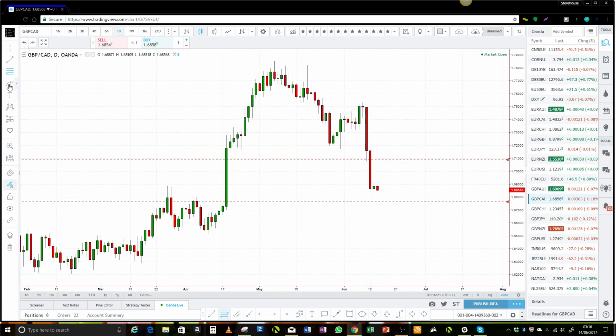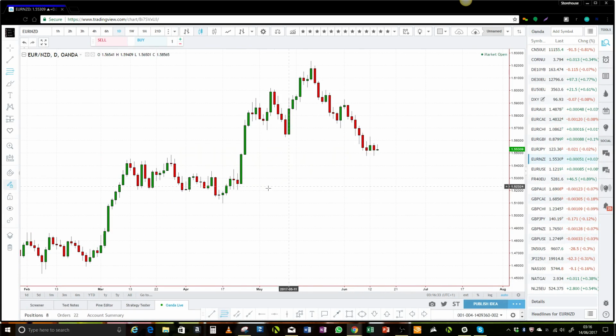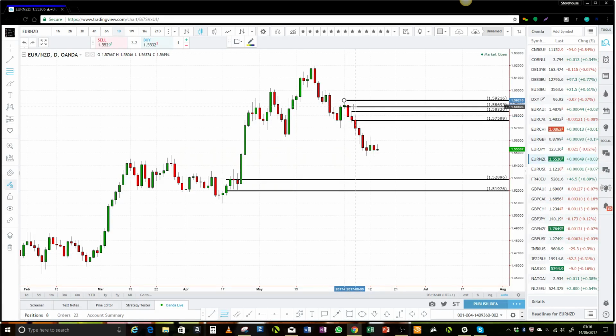Let's go look at the pound CAD on a daily view. So we are running down really fast. We're coming down into that. And supply is up there. You can draw it like that. And the Euro New Zealand, just picking randomly, we still have demand down in there. We have some supply levels up in here, up in here. Those are the levels there.